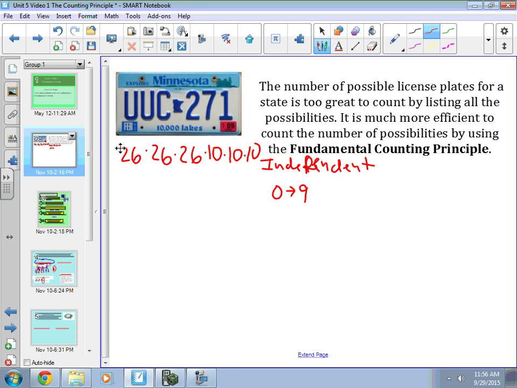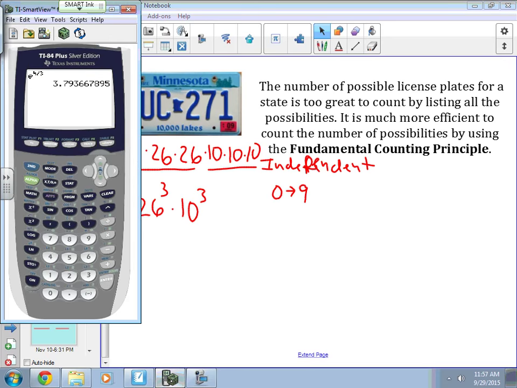So if we multiply 26 times 26 times 26 times 10 times 10 times 10, that should give us our total number. Another way we could write this, since we have repeated multiplication with some of these, is to do 26 multiplied 3 times, which would be the same as 26 to the third power, times 10 times 10 times 10, that'd be 10 to the third power. So that'd be another way of entering it in your calculator too.